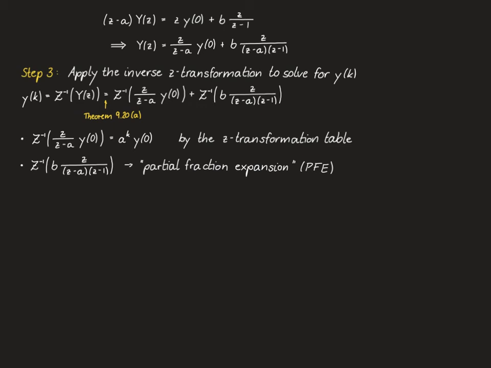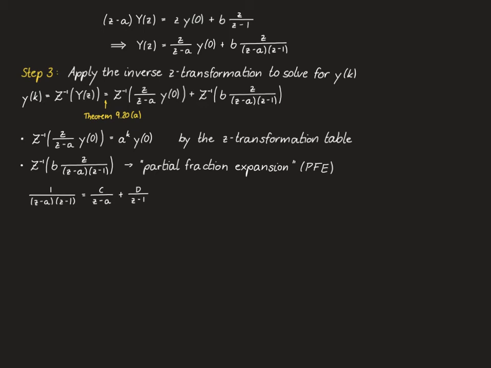For the inverse Z-transformation of the second term, we need to perform a partial fraction expansion. It's assumed that you are familiar with how to perform a partial fraction expansion, and hence we go over this fairly quickly. First, we write this fraction here as the sum of two fractions, the first of which consisting of a constant c divided by the first factor, z minus a, and the second one consisting of another constant d divided by the second factor, z minus 1.